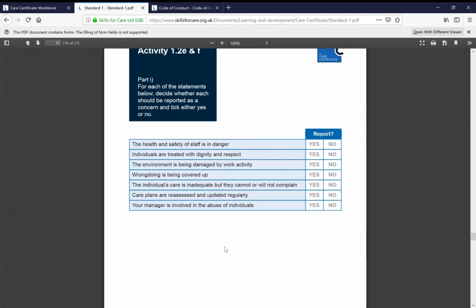Wrongdoing is being covered up. Would you report yes or no? The individual's care is inadequate, but they cannot or will not complain. Would you report yes or no? Care plans are reassessed and updated regularly. Would you report yes or no? Your manager is involved in the abuse of individuals. Would you report yes or no?